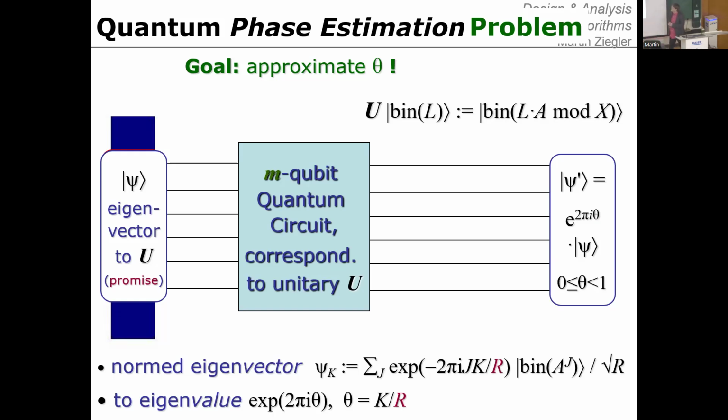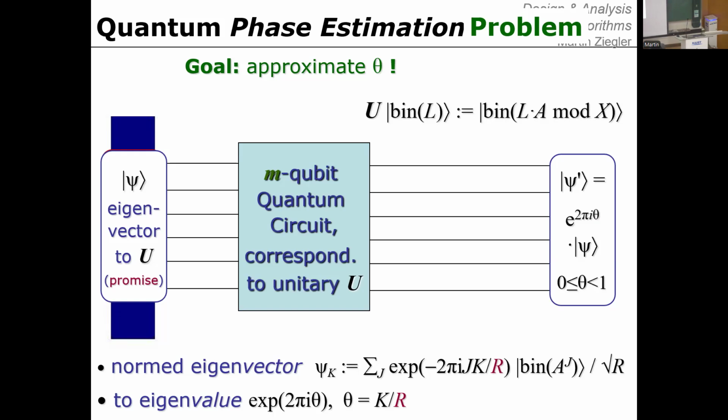But this is where the quantum parallelism comes into play. Namely, once we have solved the quantum phase estimation problem for one promised eigenvector, that means we will be able to execute that simultaneously for all possible eigenvectors. By linearity, it will output a linear combination of these psi prime vectors. And then we make the measurement.